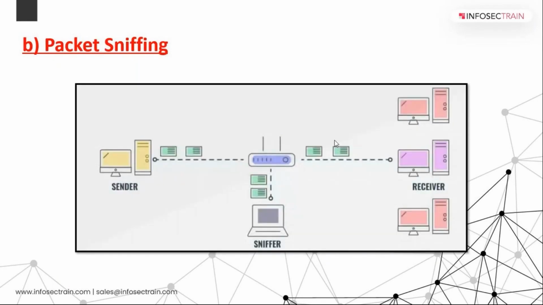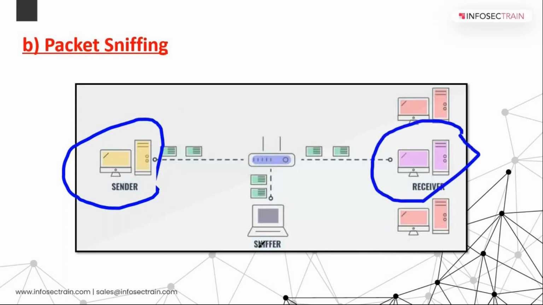Then we have something called packet sniffing, right? That also comes under network vulnerability. In packet sniffing, as the image explains, this is the sender, who is sending a message, hello or anything like that. This is the receiver who is going to receive that message. And this is a sniffer. The sniffer is going to sniff the message. He's going to see what these two people are communicating with each other.